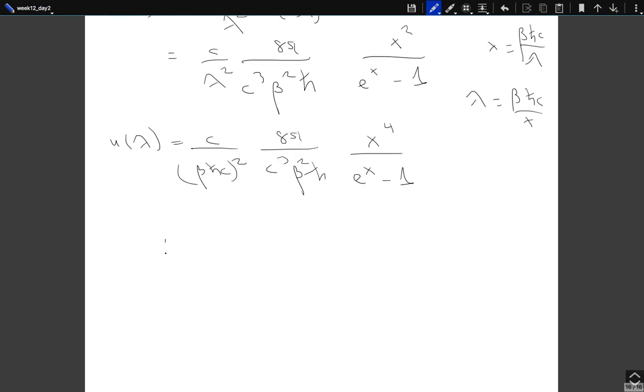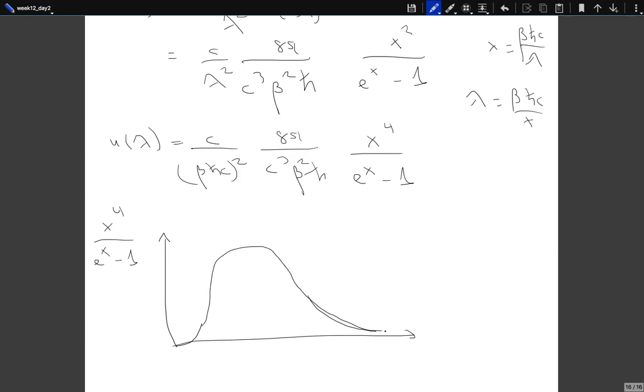Now again, if you plot u of lambda as a function of x, x to the 4, you will see more or less the same thing. At small x, it just goes as x cubed. At large x, again, due to this exponential, it will decay exponentially. So this will be the behavior as a function of x.